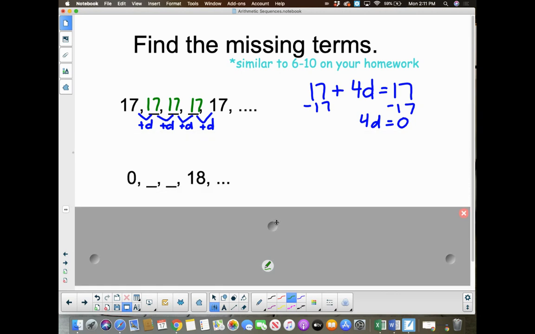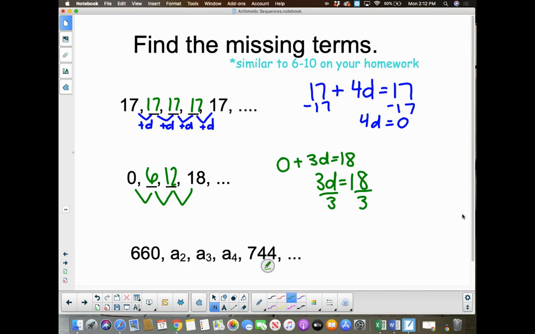So let's look at this one. I had to add my common difference once, twice, 3 times. So 0 plus 3 common differences got me 18. And if I divide by 3, I get a common difference of 6. So 0 plus 6 gets me 6, plus 6 is 12, plus 6 is 18. So I really like these because, you know, if you continue to add your common difference, if you don't get this number, then you did something wrong.